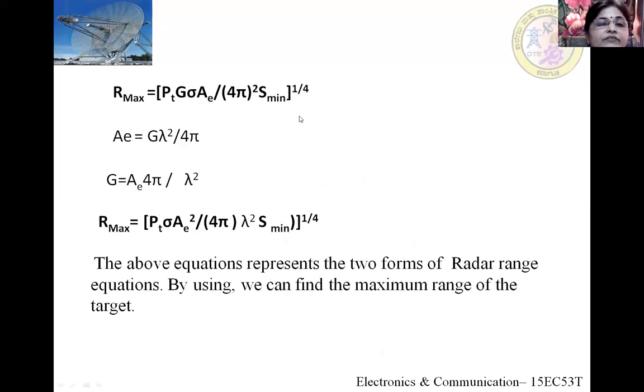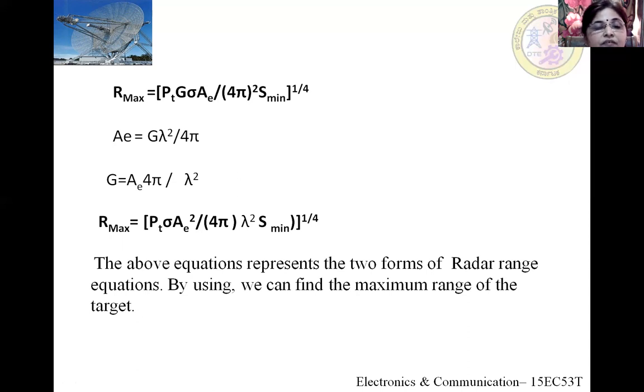So already we have derived that R max is equal to the fourth root of PT G sigma AE divided by 4 pi the whole square into S minimum. But we know that AE is equal to G lambda square divided by 4 pi, and the gain G is equal to AE 4 pi divided by lambda square. Substituting these in the above equation, we get R max is equal to the fourth root of Pt sigma AE square divided by 4 pi lambda square S minimum. So this is the other form of the equation.